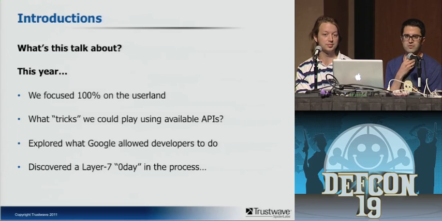After the talk last year, I was thinking I really would like to do another Android talk, and what are some things we can do, and we'll talk a bit about how we actually came to start doing this research. But basically, this year we focused 100% in userland. We just wanted to focus on the user interface, 100%. The whole idea is what tricks we can play using available APIs. Nothing out of the ordinary. All the APIs that are available in the Android SDK. And then really, what did Google allow developers to do? What bad things can we do with the APIs? And in the process, we discovered basically a layer 7 DoS. And so we're going to talk about what that is.